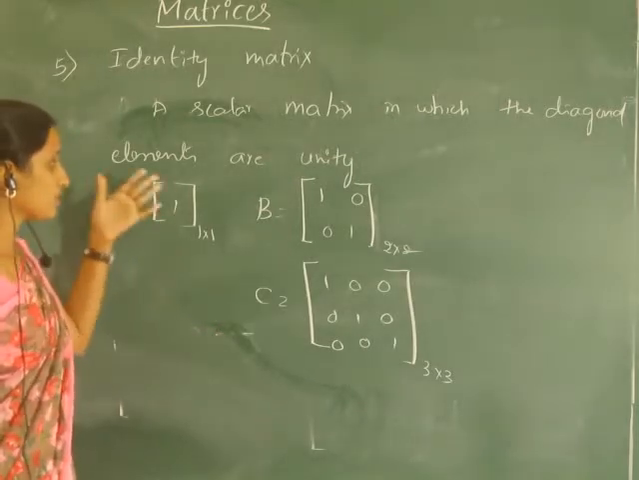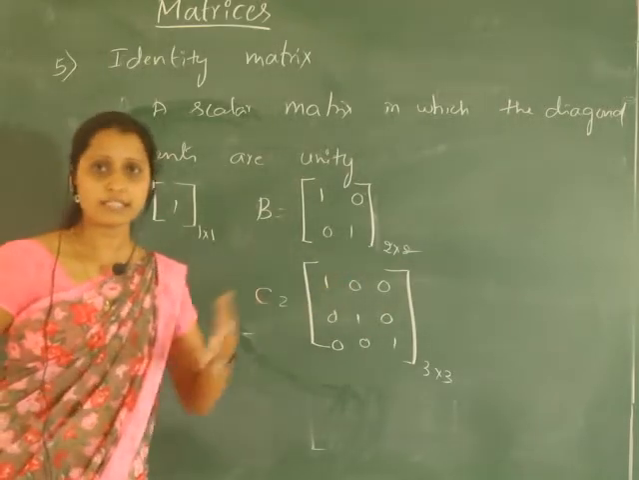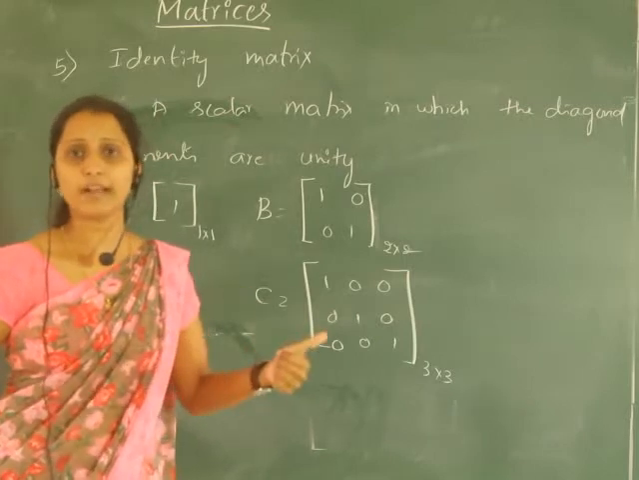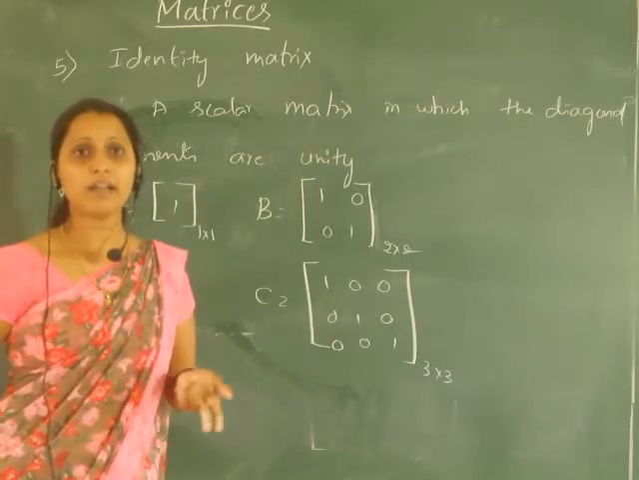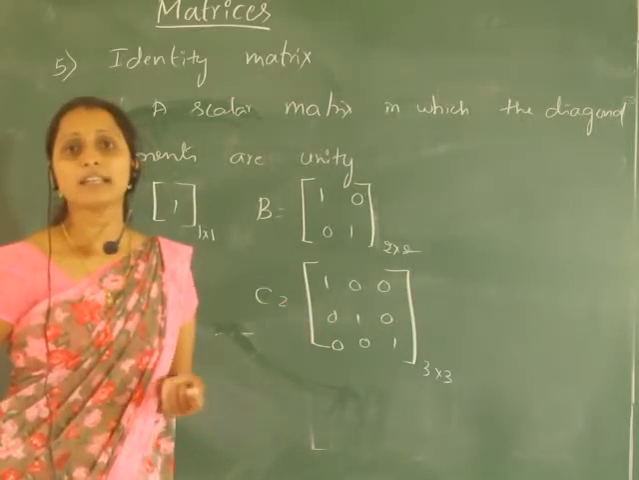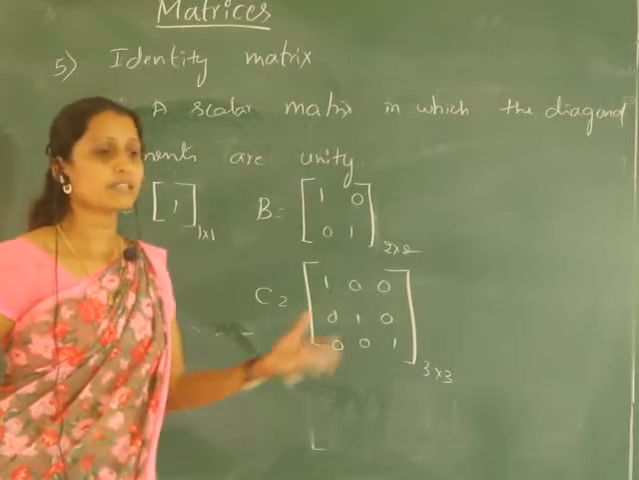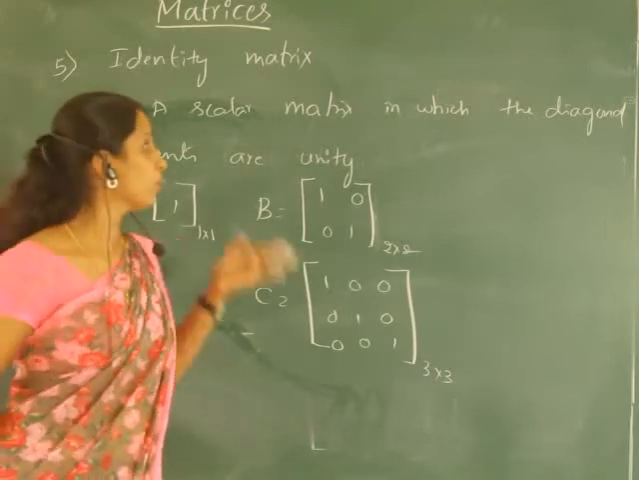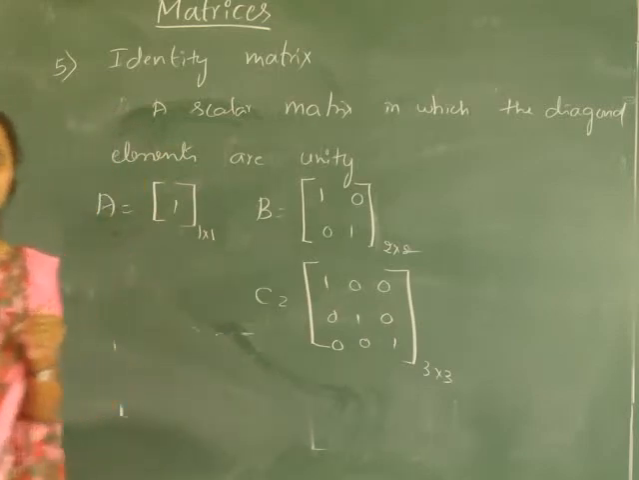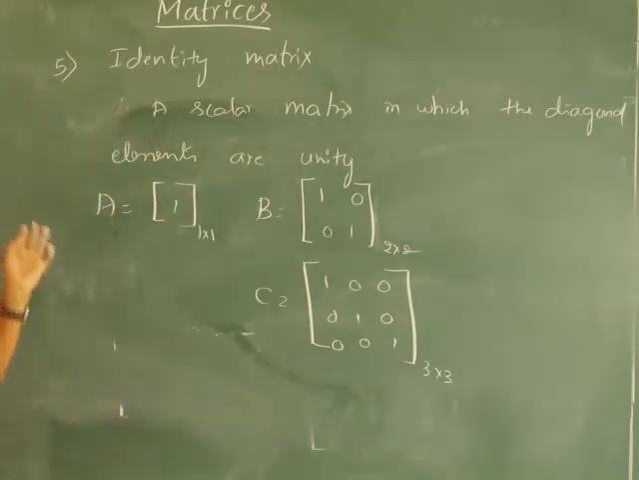So we should know what an identity matrix is, and all these types of matrices are very important: row matrix, column matrix, square matrix, then diagonal matrix, scalar matrix. Whenever the term is mentioned, you should know how to write that matrix. So this is the identity matrix. This is one more type of matrix.